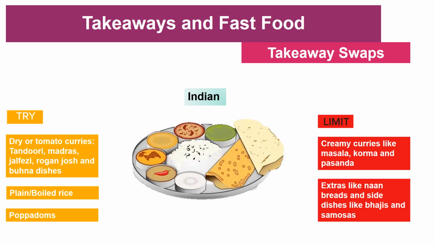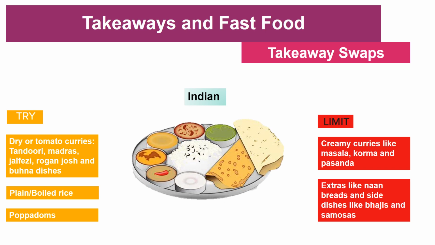Okay, so let's have a look at some popular takeaway and fast food options and see how we could improve them. First up, let's have a look at Indian takeaways. We recommend limiting how often you order creamy curries like masala, korma and pasanda, and reduce how often you get the added extras like naan breads and side dishes like bhajis and samosas.